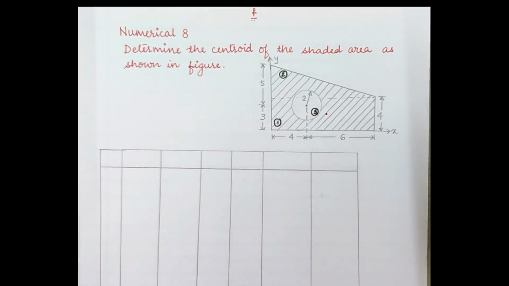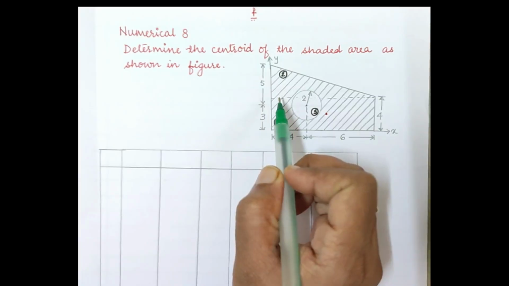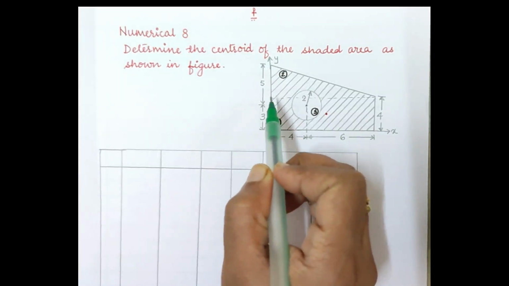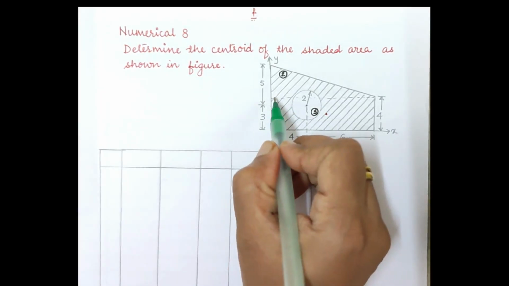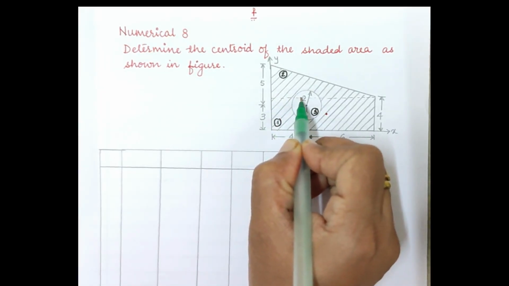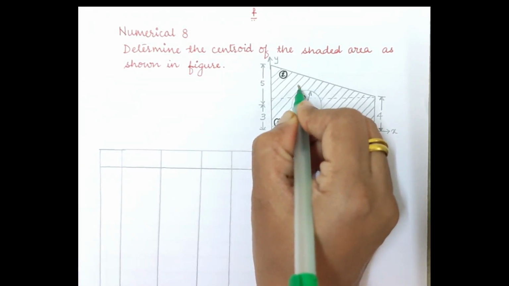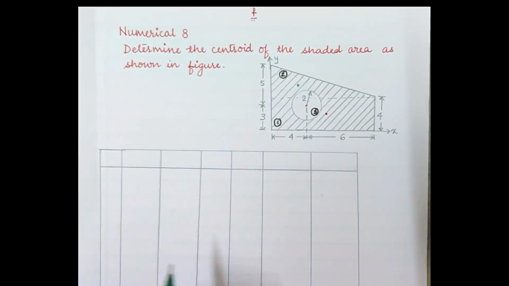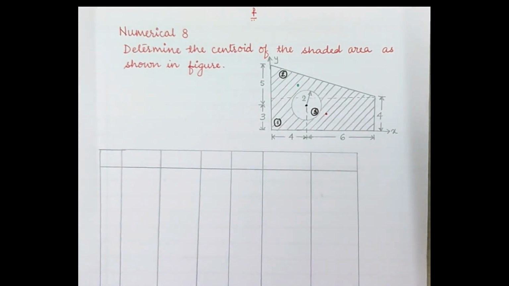Secondly, for the triangle, you will get the centroid at 1/3 of the base and 1/3 of the height from this perpendicular side. So 1/3 of the base and 1/3 of the height. We should get our CG somewhere over here. For the circle, our CG will be right at the center. Now, we have to measure all these distances from the axes that are given.